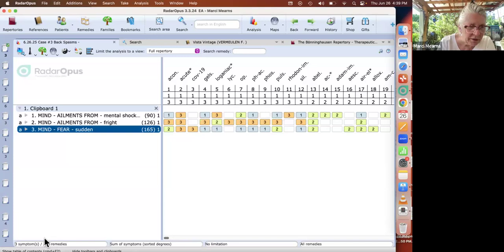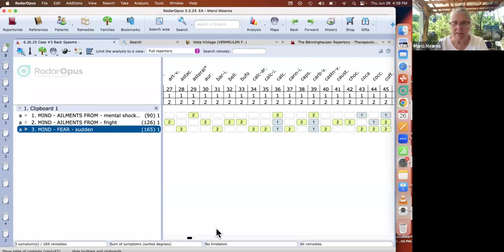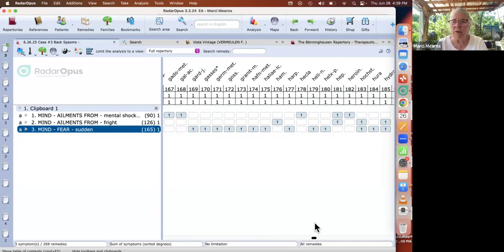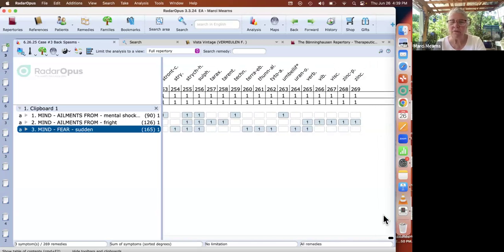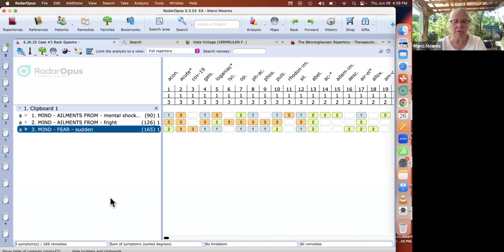Down here in the lower left-hand corner of my screen, it says 3 symptoms, 269 remedies. Yes, there are 3 symptoms, but the program is treating them as if they are one. If I were to drag my slider all the way out to 269 medicines to be considered for this ailment from shock. Not very good so far, right? There's our etiology, but it's not getting very far.